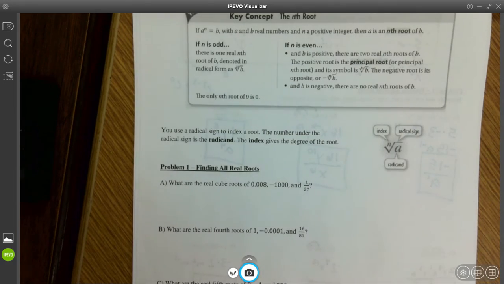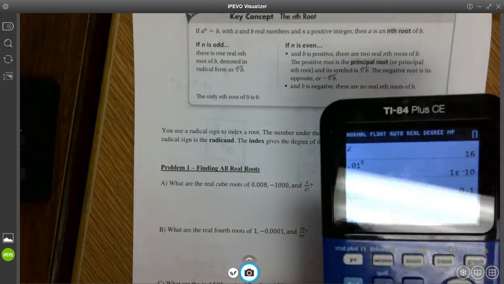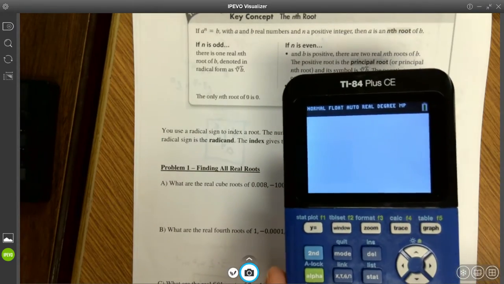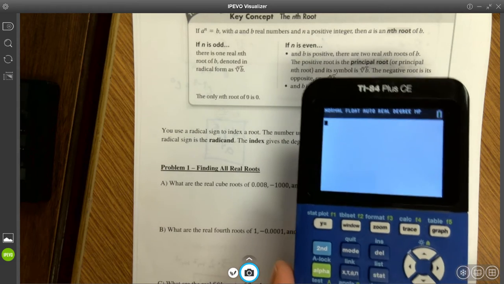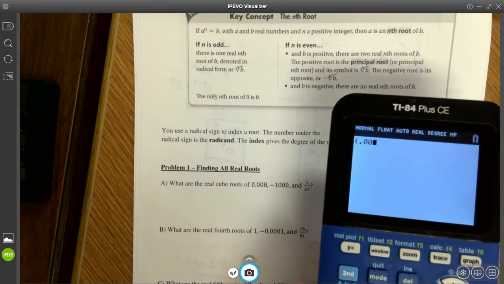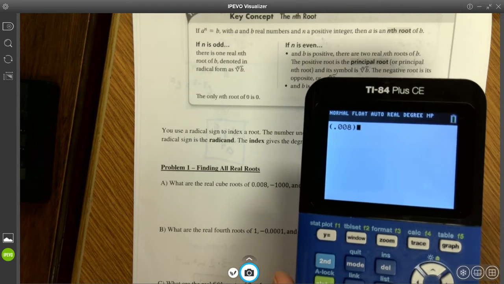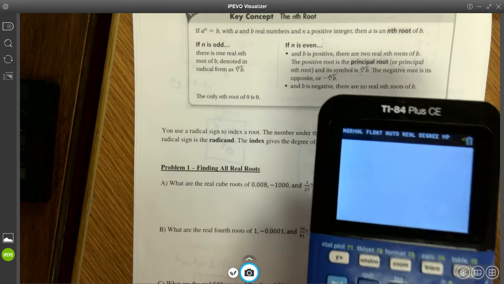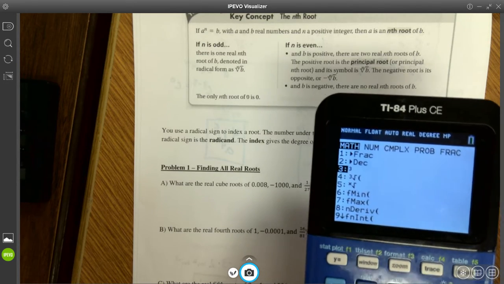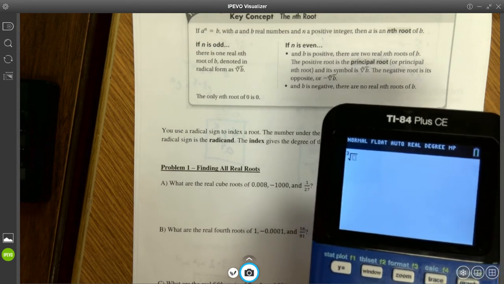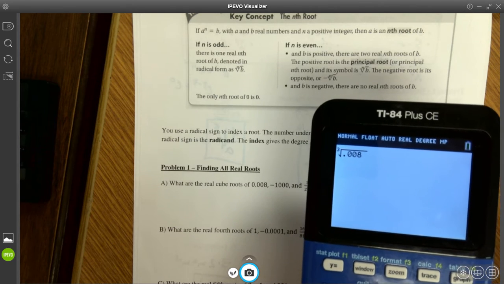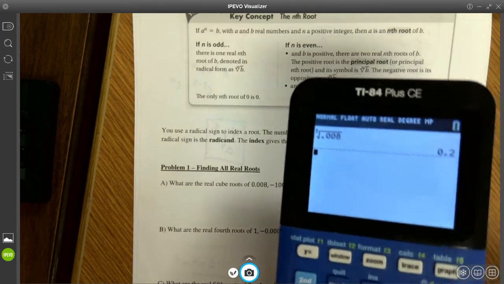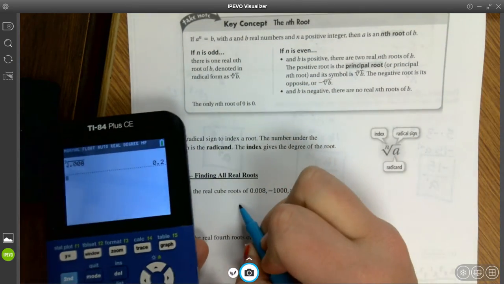Now you can do this on your calculator, the cubic root. I'm going to show you 2 different ways to do this. First, type 0.008. Then go to math, then type your 4. That's the cubic root, and then 0.008. If this was a multi-step problem, you would want to arrow over, but I don't have to. So my first cubic root is 0.2.